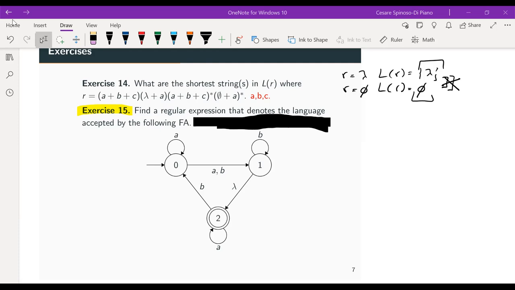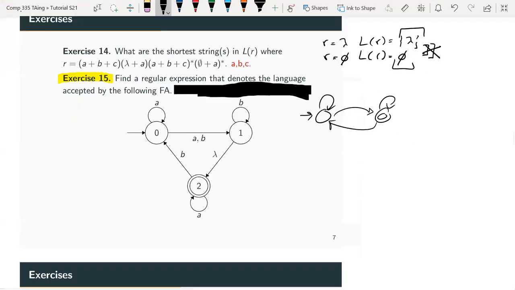As I said before, in an FA to regular expression algorithm, the point is to get your FA to look like something like this. That's what we're going to do, and to do that, we need to eliminate this intermediate state. How do we do that? We account for all of the transitions that go through this state. In this case, the only transition that does that allows you to go from 0 to 2 via 1. I can read an A or a B, then any number of Bs, and then a lambda to go to 2.